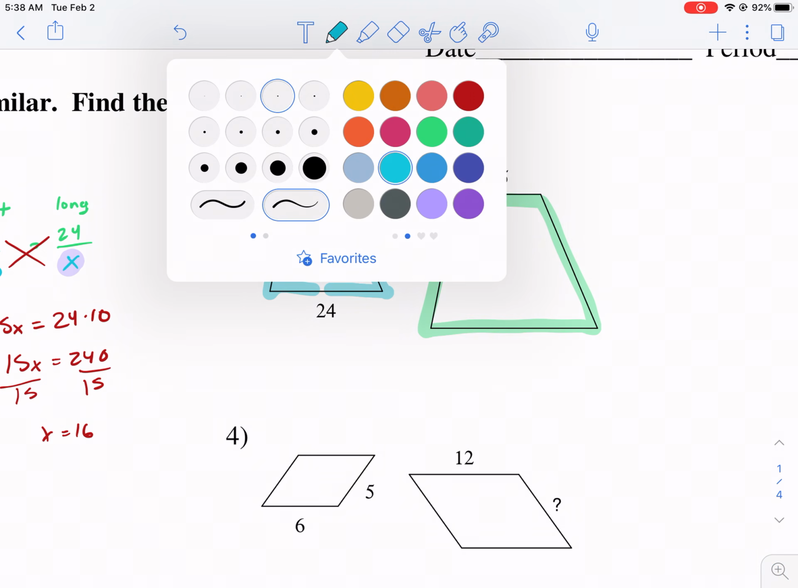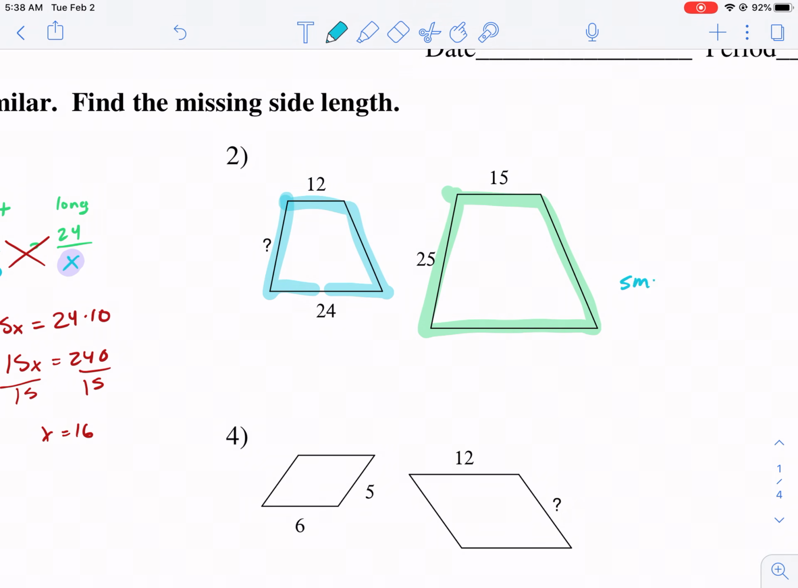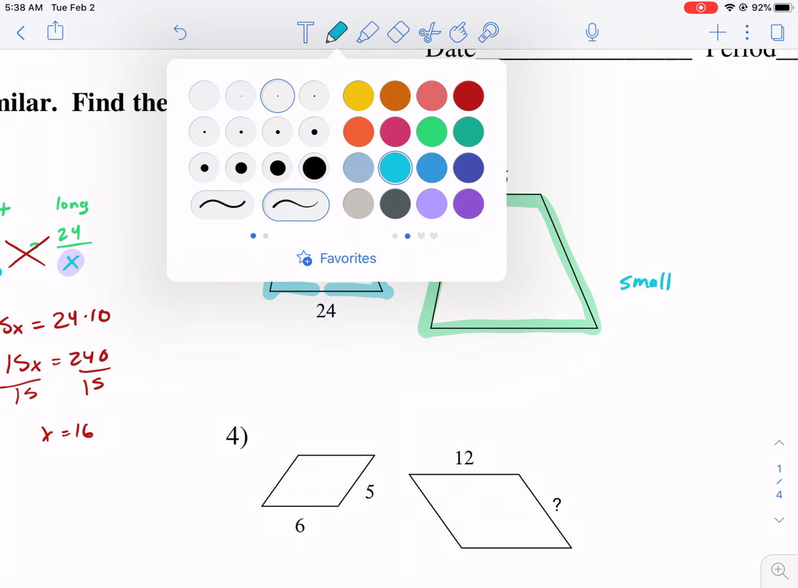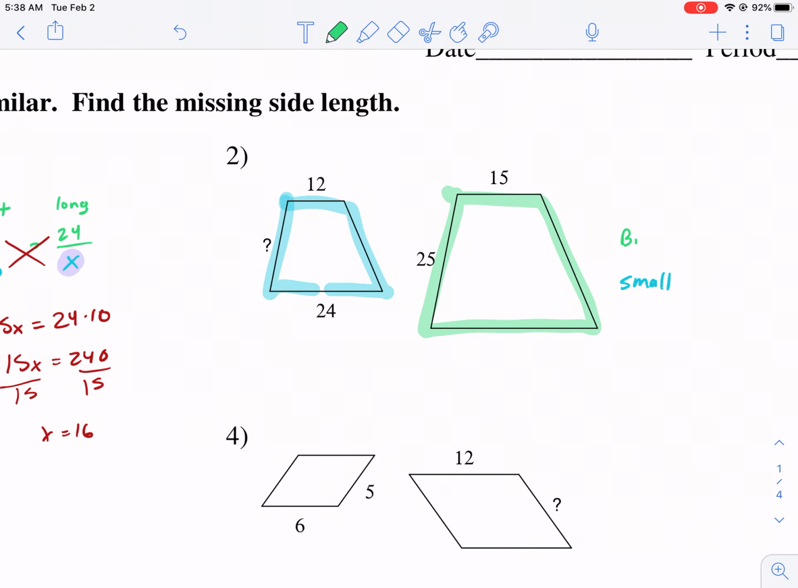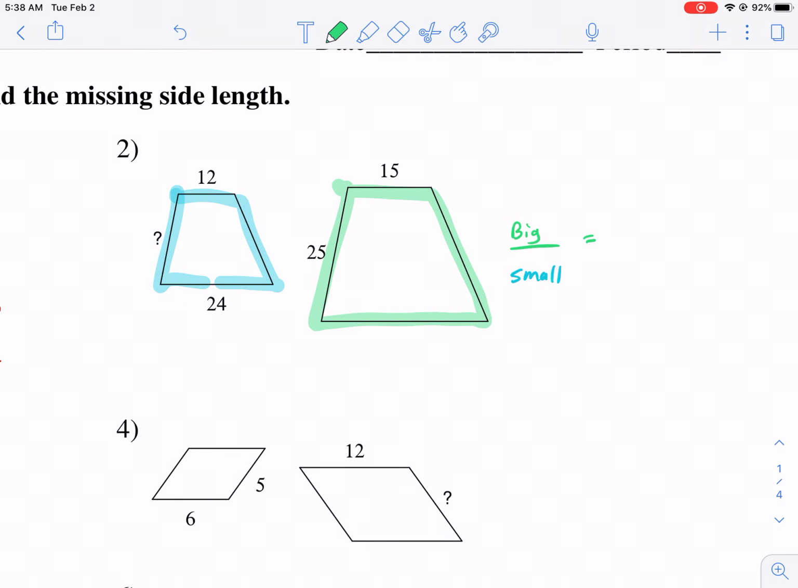I'm going to put the small one on the bottom again. You can put the small one on top as long as it's consistent on both sides. And I'm going to put the big one on the top. All right. Now, I'm going to compare the short side first. So short and then long. I'm trying to show you shortcuts as we go along.